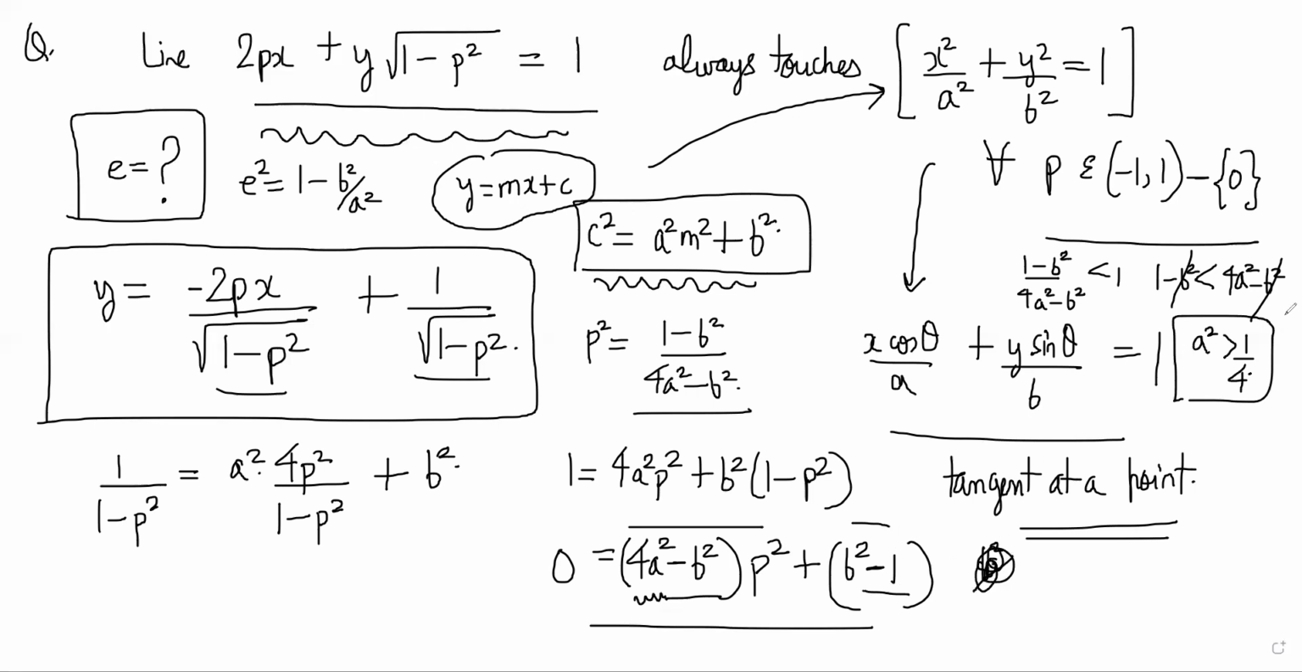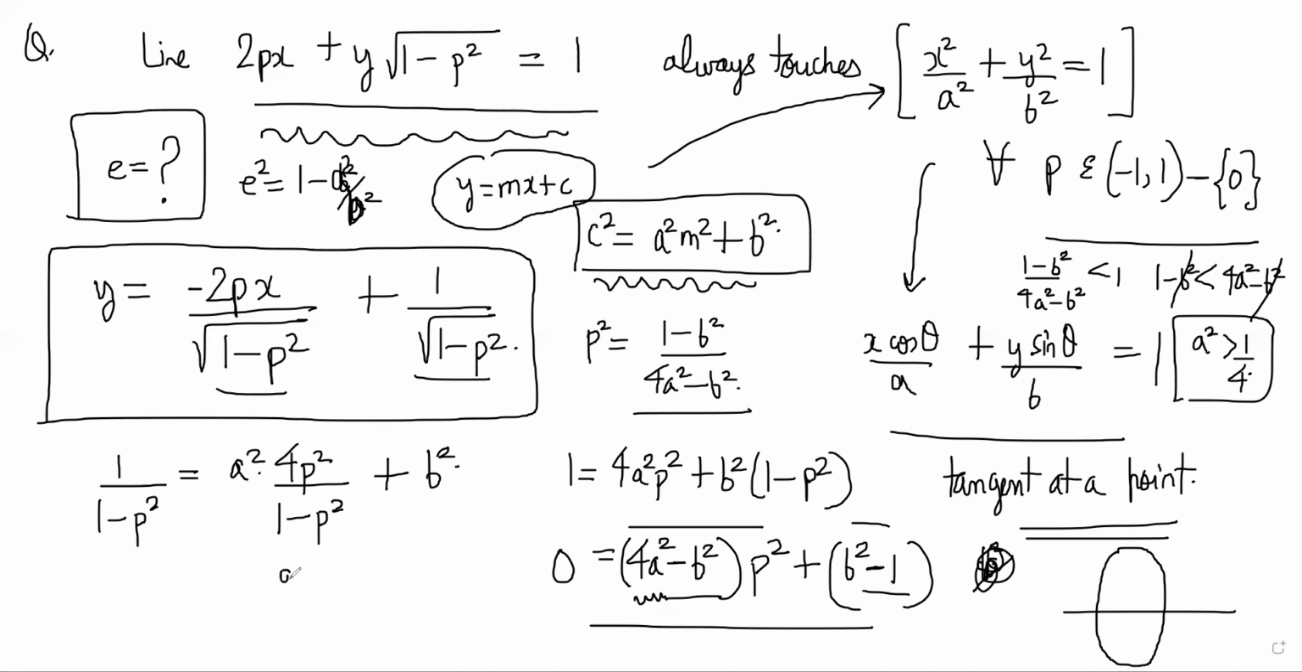It could be an ellipse where it's 1 minus a square by b square. It could be a different type of ellipse, right? It could be a flattened ellipse, or like this ellipse, right? So the other way around is also possible.